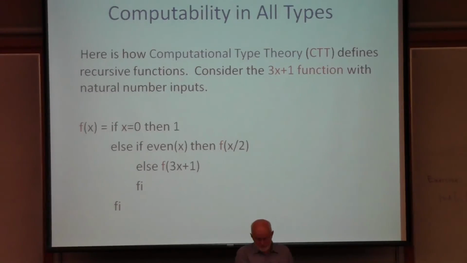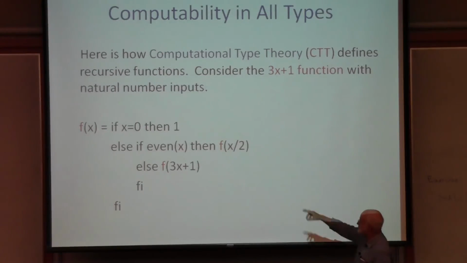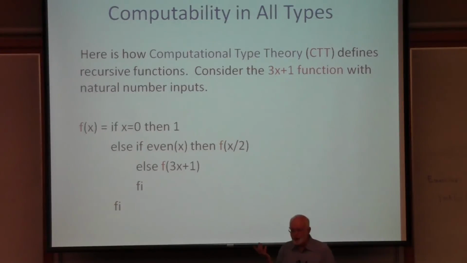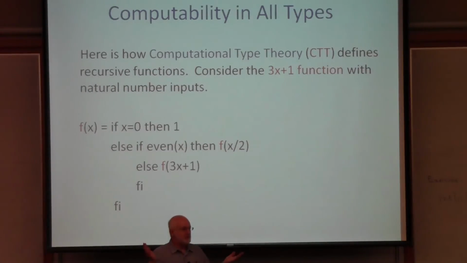So here's a well-known variant of the 3x plus 1 function. There's a recursive function defined in the usual way. That's called the 3x plus 1 function. And what we know about this is that it converges to 1 on like the first million inputs, but nobody knows whether that's a total function or not. It might actually be partial.